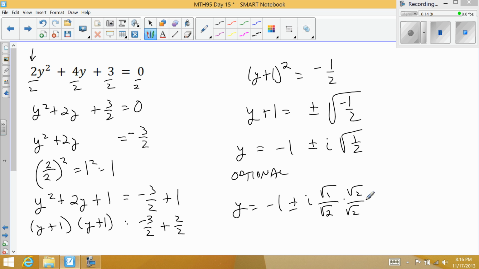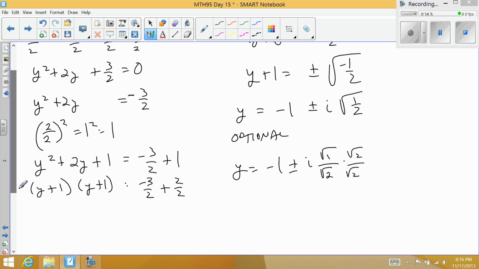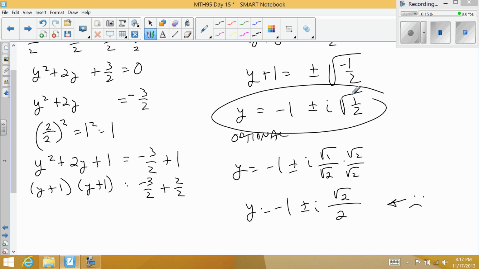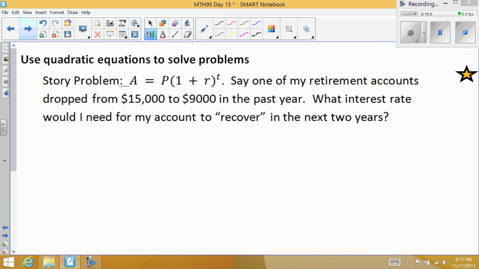You can call this rationalizing the denominator in order to get a denominator that does not have a radical in it. Square root of 1 times the square root of 2 is, of course, the square root of 2. Square root of 2 times the square root of 2 is the square root of 4, which is 2. Again, you don't have to do that. You can stop right there. You get to trigonometry. We'll talk more about that.